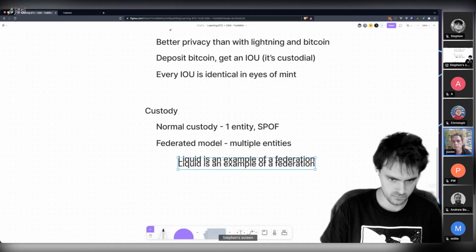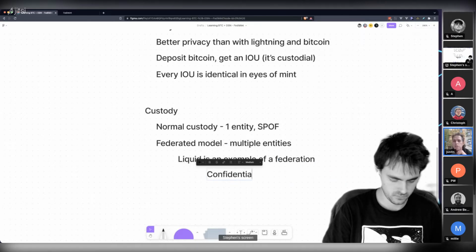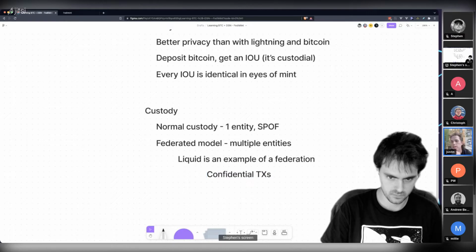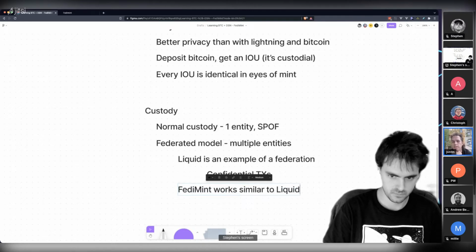And why is that useful? Well, if you have a custodial thing that has great privacy features, maybe it's a target of attacks, for example. And so if you spread out who runs it, it might be a little harder to shut down, for example.